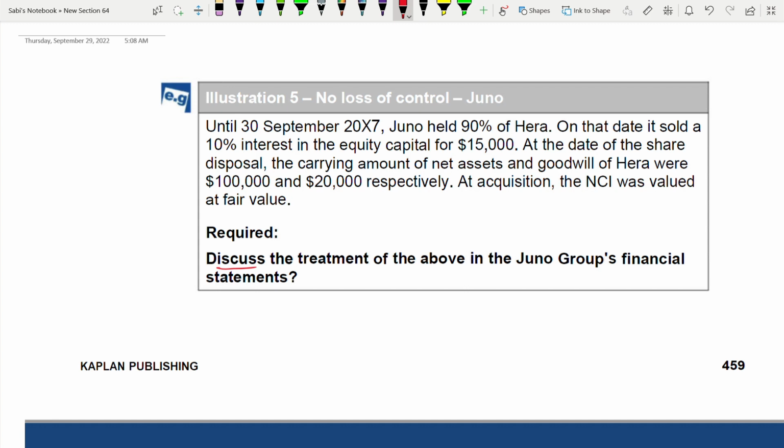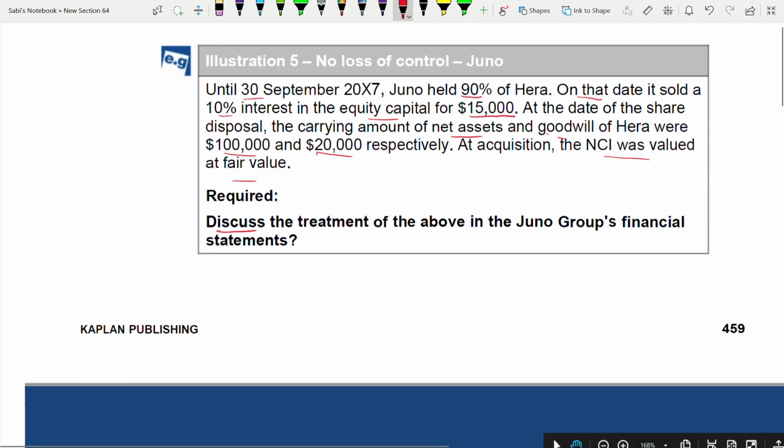So here they hold 90% until 30th September. And then on that date they have sold a 10% interest. So it became 80%. That means there is no loss of control. 90 becomes 80. The interest in equity capital is this much, 15,000. And net assets and goodwill on the date of disposal are 100,000 and 20,000. NCI was valued at fair value. So now let us do this. What happened here? Simply the NCI increased from 10 to 20.